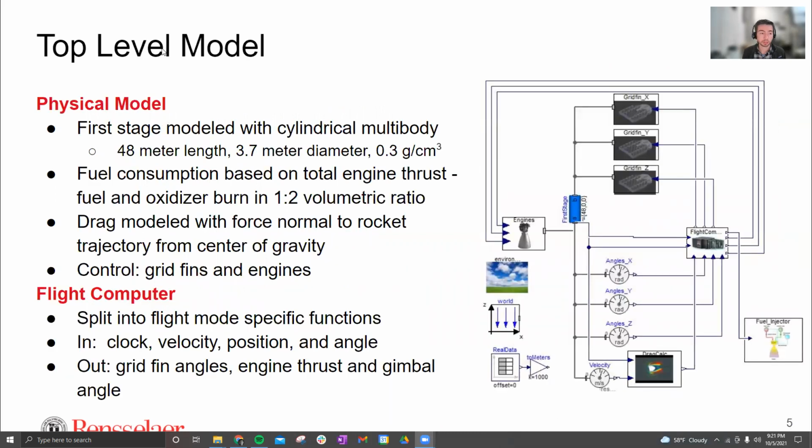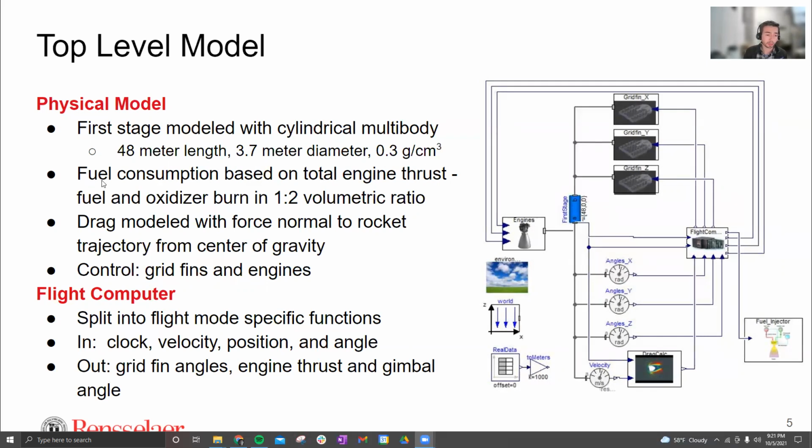All right, let's move on to the model. The model is split up into both the physical model and the flight computer, all the algorithms. In the physical model, we have the first stage modeled by this cylindrical multi-body part right here in blue, representative of the Falcon 9 first stage. It's 48 meters in length, 3.7 meters in diameter, and has a density of 0.3 grams per cubic centimeter. That density is pretty low because on the Falcon 9, most of that fuselage length is actually empty space on the inside with just the aluminum exterior.